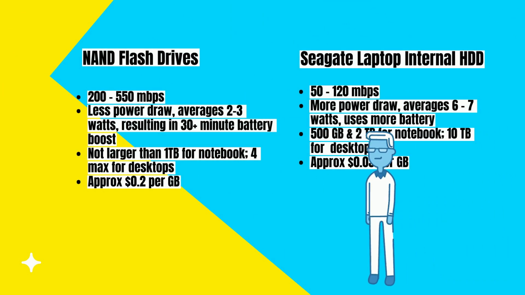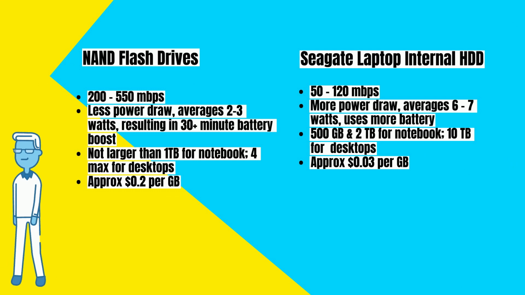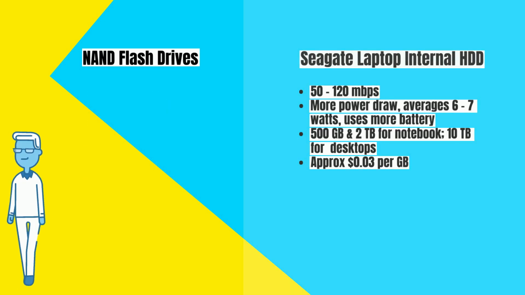Here we can see some of the comparisons between NAND flash drives and a Seagate laptop internal HDD. NAND flash drives have a higher write speed of 200 to 550 megabits per second. Flash drives also use less power, thus having a longer battery life. Although flash drives have a smaller storage capacity and typically cost more, the cost of flash-based SSDs have actually dropped while having an increased performance and bit density.